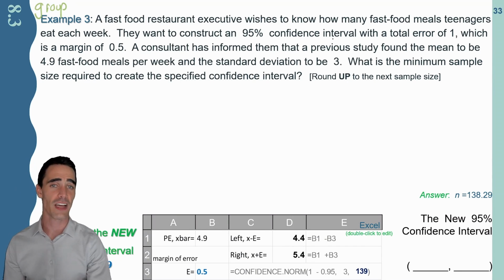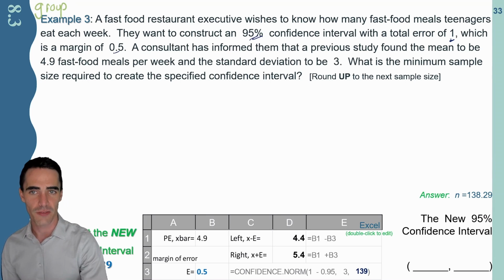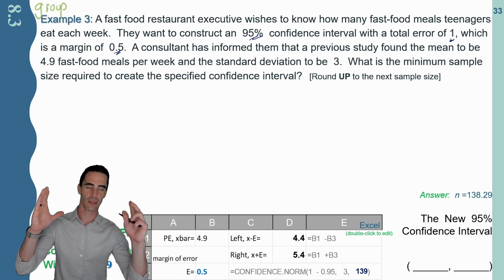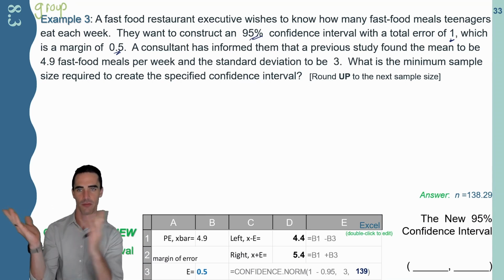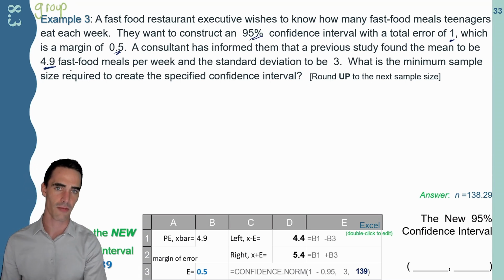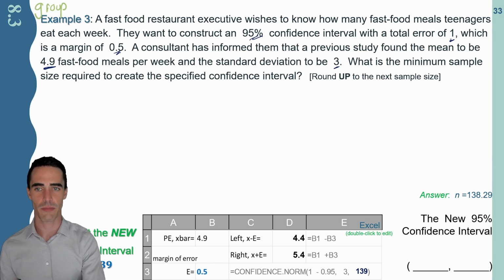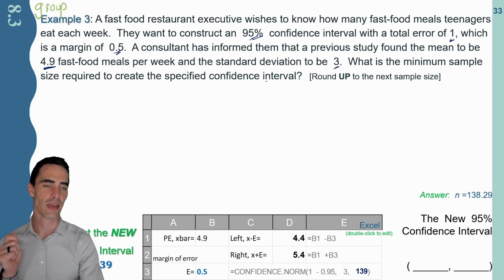Example 3. A fast food restaurant executive wishes to know how many fast food meals teenagers eat each week. They want to construct a 95% confidence interval with a total error of 1, with a margin of error of 0.5. So again, total error when I'm looking at this confidence interval is 1, so when you look at each half, of course, 0.5. A consultant has informed them that a previous study has found a mean to be 4.9 meals per week, again, on average, and a standard deviation to be 3.